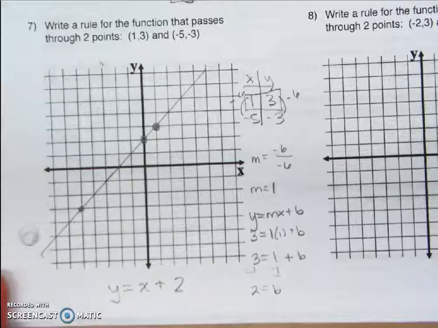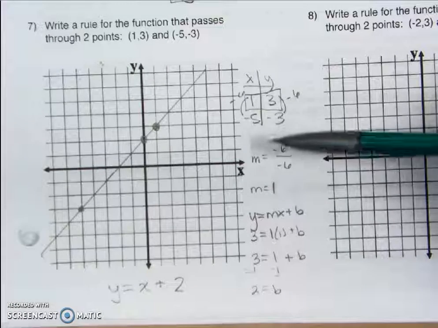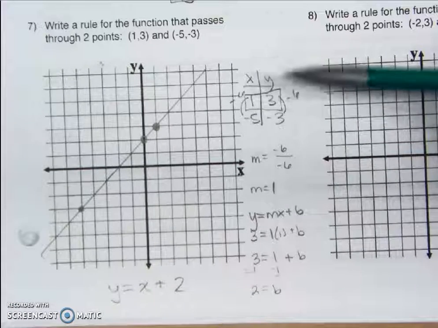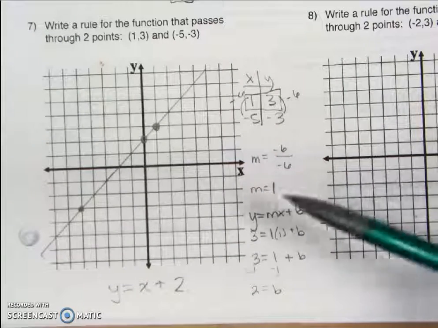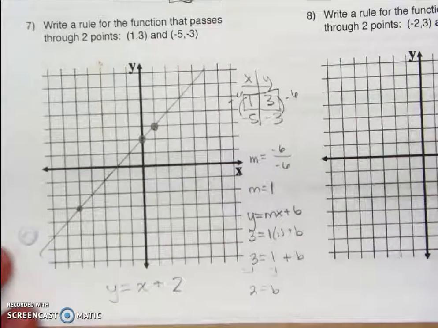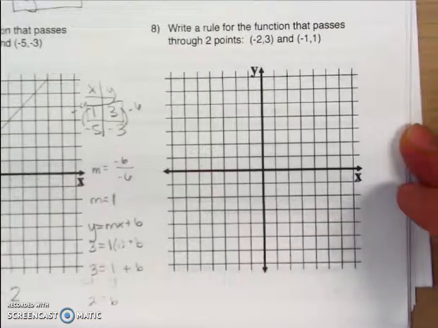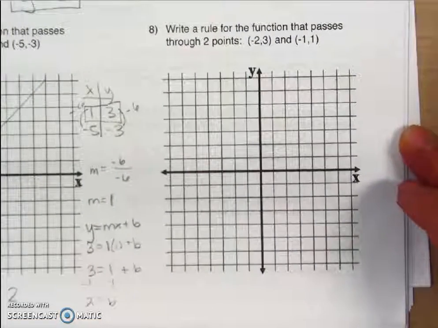Okay, so that's another way we could do this. After you find the slope, you're welcome to work backwards through the table to get back to the initial value like we did before. But sometimes that's not going to be possible. So we can use the slope and a point and figure it out as well. Let's try number 8 that way. Negative 2, 3, and negative 1, 1.